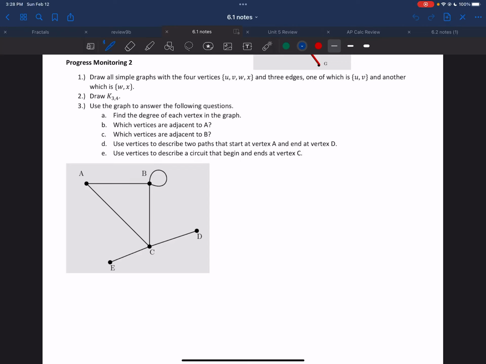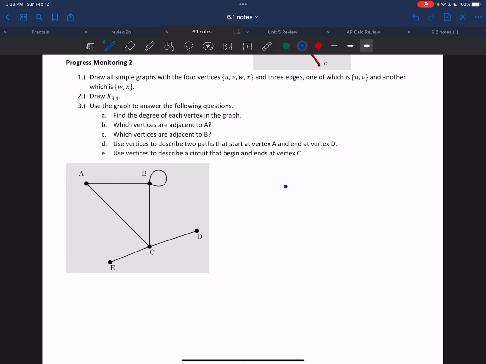At progress monitoring number 2. So the first one is draw all simple graphs with the 4 vertices u, v, w, x and 3 edges, one of which is uv and another which is wx. So let's go ahead and draw. I'm going to put them over to the side here.